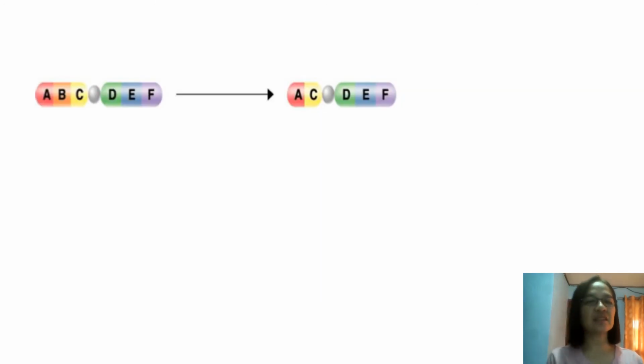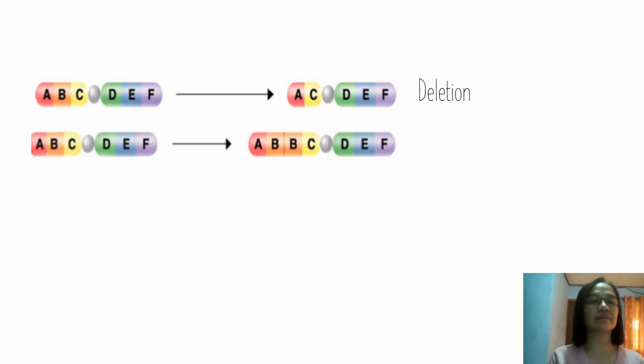Okay, another one. For example, this is our chromosome. At nilagyan natin siya ng letter A, B, C, D, E, F para mas madaling ma-identify natin ano ang nangyari doon sa original na chromosome. Okay, try to observe. Doon sa pangalawang chromosome, nawala na si B. Naging A, C, D, E, F. So, ang tawag natin diyan ay deletion.